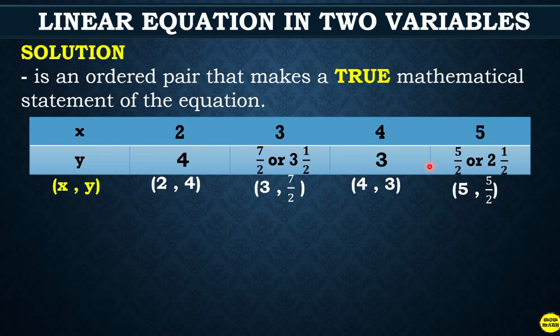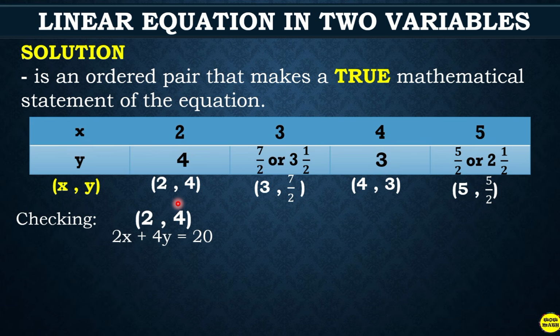Okay. So, this is what we got earlier: 2, 4, 3, 7 over 2, 4, 3, 5, 5 over 2. Ma'am, how will we check? How do we make sure that this is correct, that it really equals 2x plus 4y equals 20? Okay. Let us prove that 2, 4 is a solution. We call these ordered pairs solutions. Now, let us check 2x plus 4y equals 20.